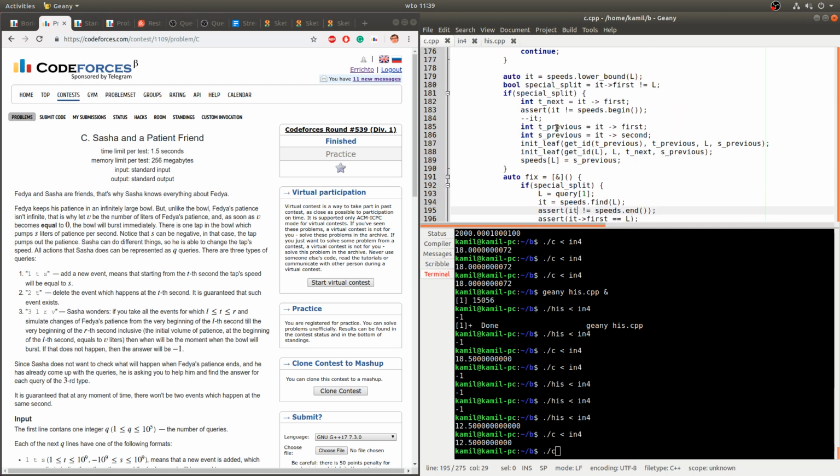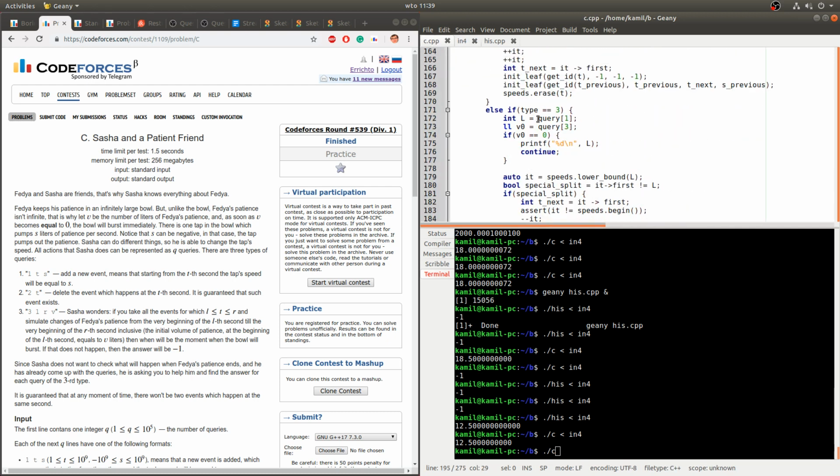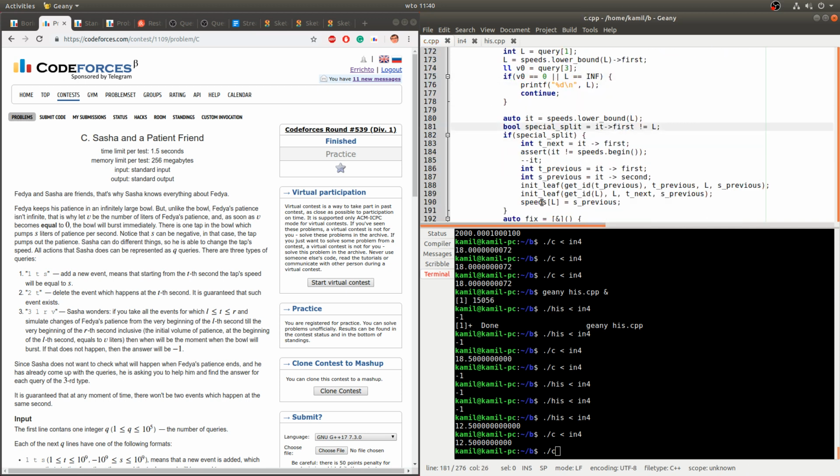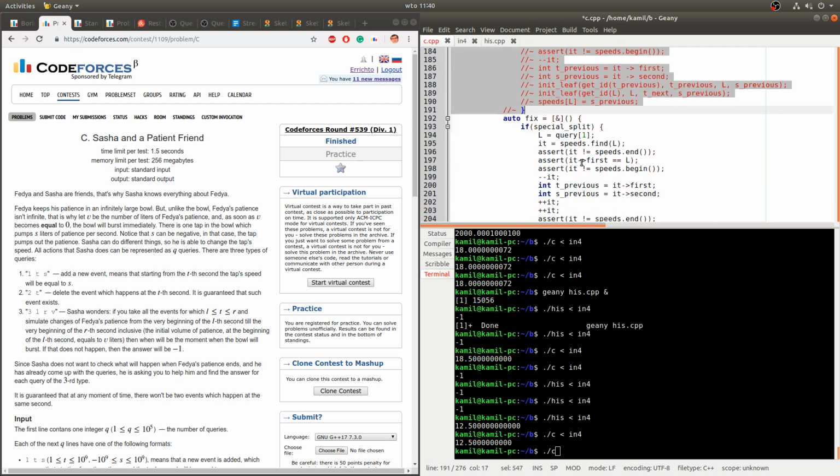So this whole split was unnecessary. I could just do query like L is speeds lower bound L first, and that's it. That was much easier, but I misunderstood the problem. We only consider events in that interval instead of the previous one. Or L is inf, then we do that. So the whole split thing is unnecessary.